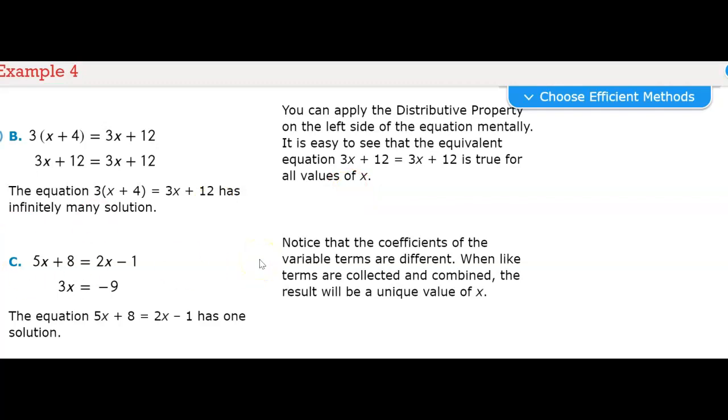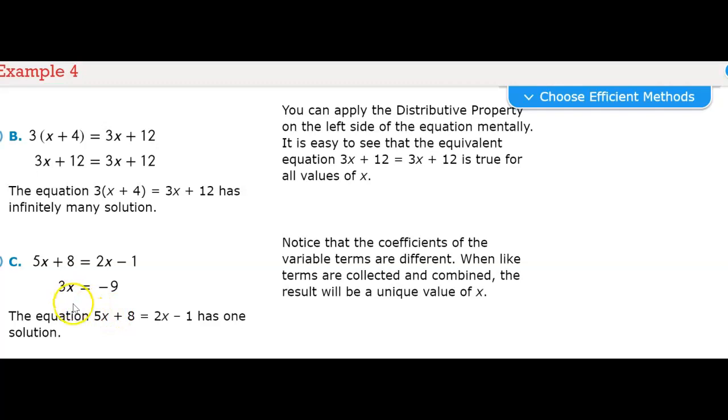Part C. 5 times x plus 8 equals 2 times x minus 1. So we combine like terms. So we're going to move this 2x over here to the 5x. That would be 3x. And then 8 over here, that'll be -9.